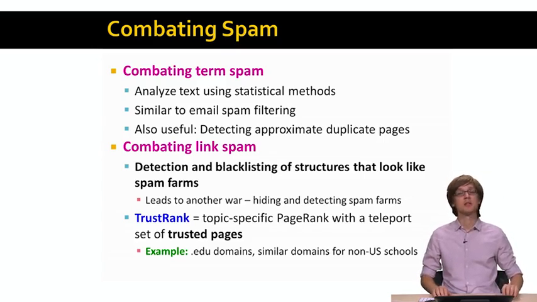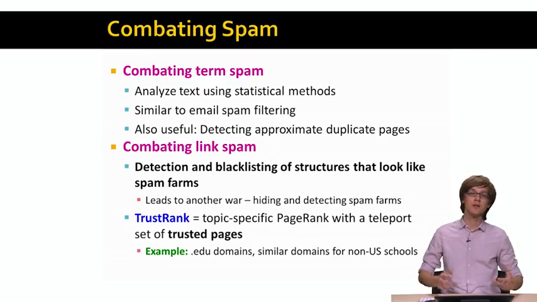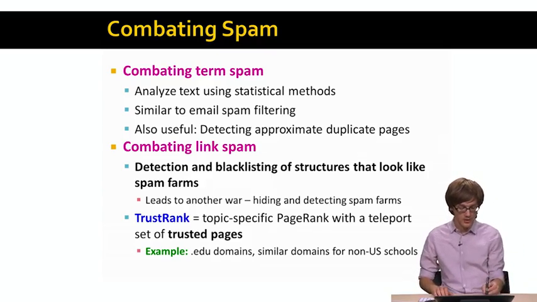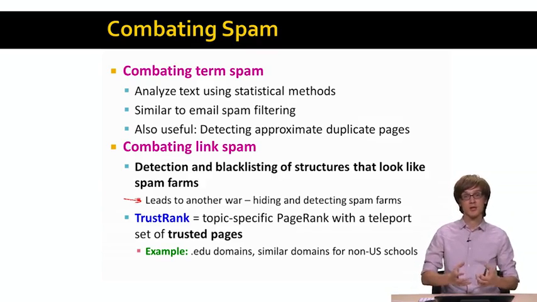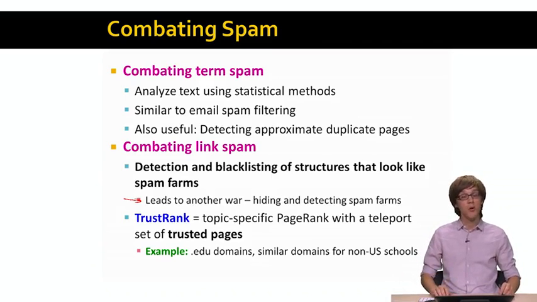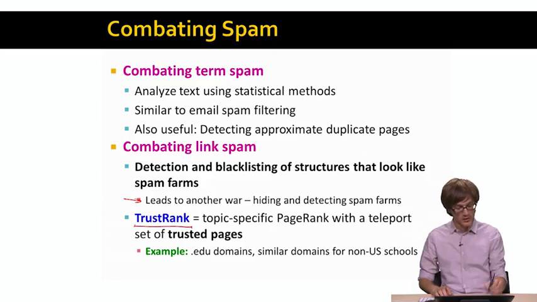The idea here is basically that we would want to detect or blacklist a set of graph structures on the web that look like spam farms. In particular, the problem here is that this leads to another war: if we have such a filter that tries to identify structures that look like spam farms, then spammers would try to hide themselves and we would have to update that blacklist, and everything would go back and forth. So we need a more universal solution. The more universal solution is called TrustRank.